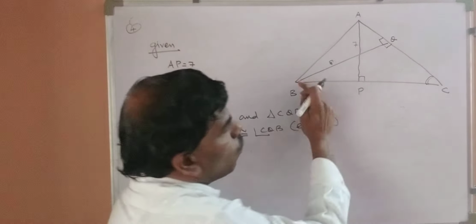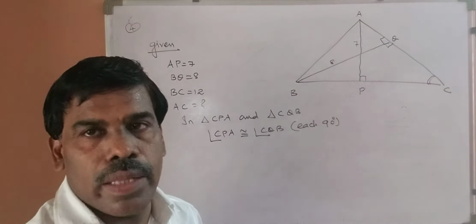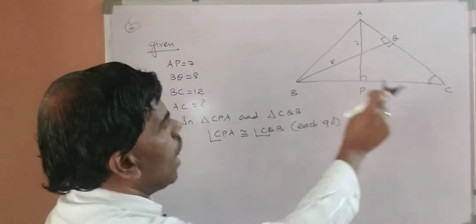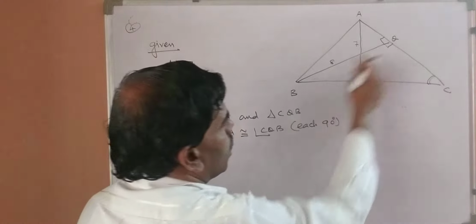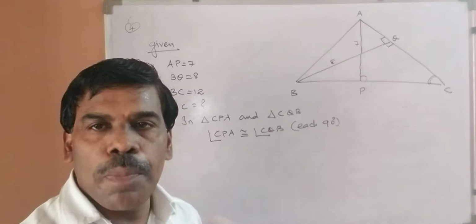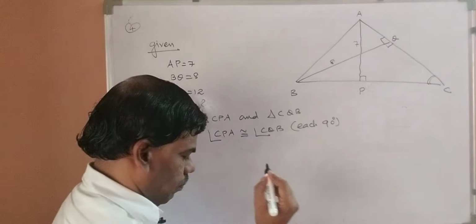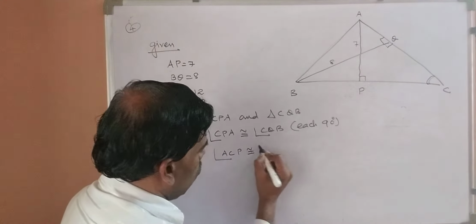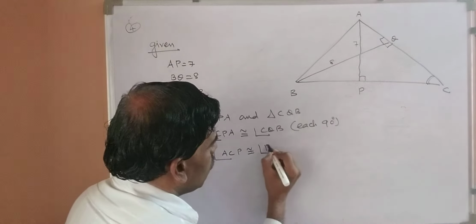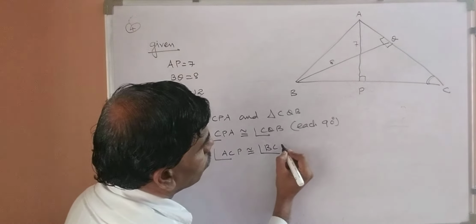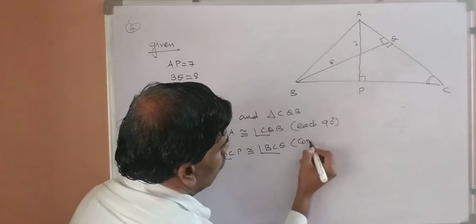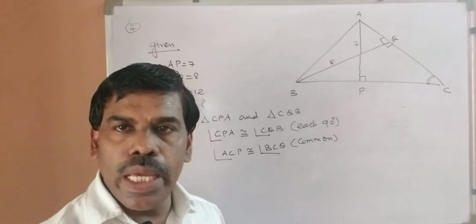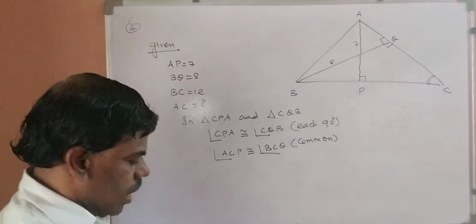Similarly, in CQB also the same angle is there. That means C is the angle which is common to triangle CPA and CQB. So our purpose is solved. Therefore, angle ACP is congruent to angle BCQ, common angle. That means we can easily apply the AA test of similarity.